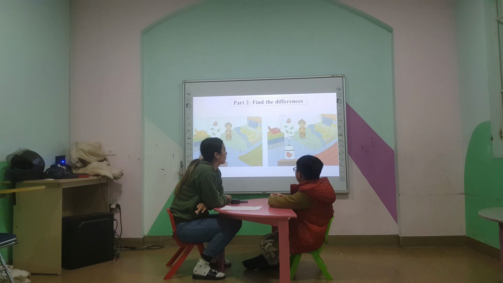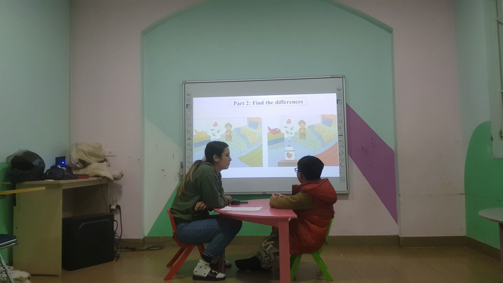In the first picture, the boy's toy is a robot. But in the second picture, it's a monster. Okay. Look at the flower. In the first picture, the flower had three leaves. In the second picture, the flower had four leaves.